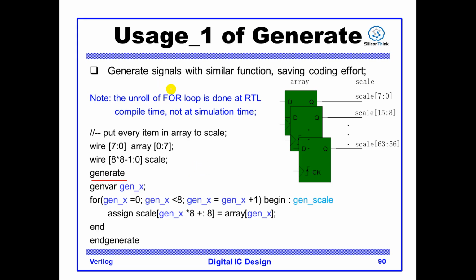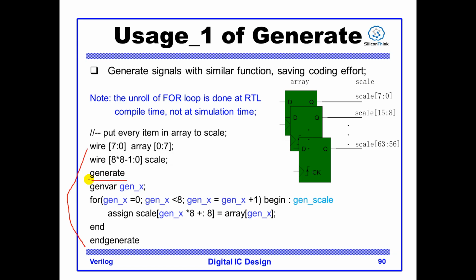Generate is usually used to generate logic with similar function. It will save coding effort. Let's look at the example here. We define an array of 8 bits with 8 elements, then a scale signal with 64 bits.